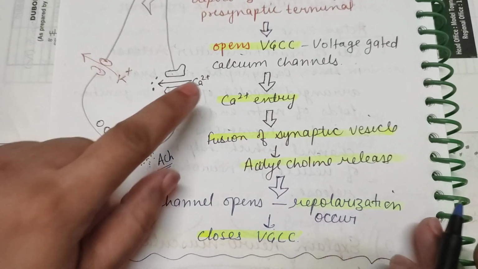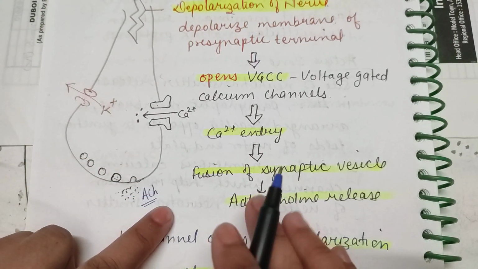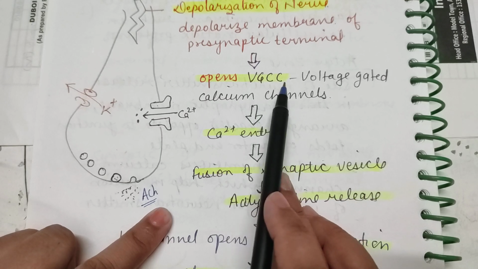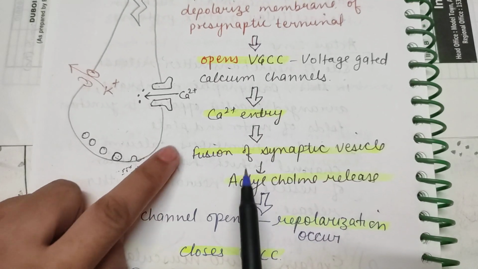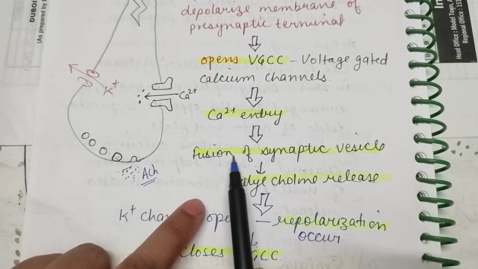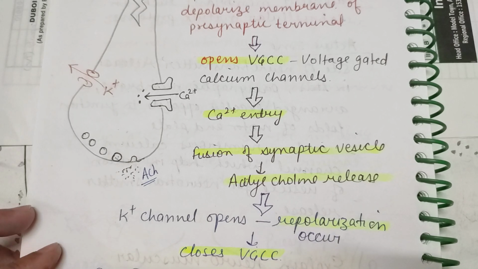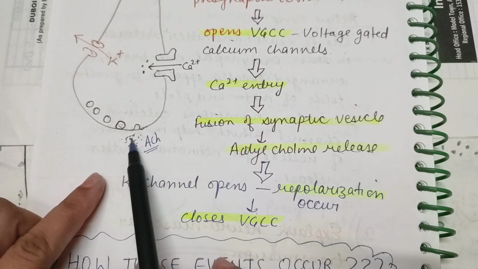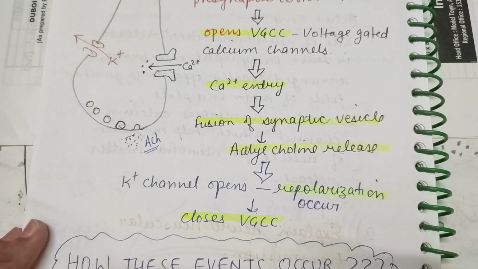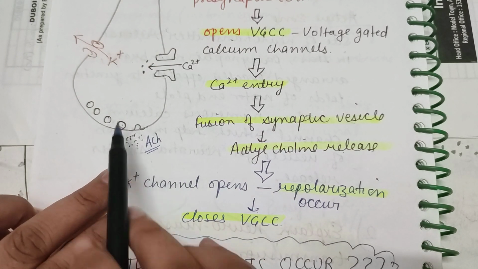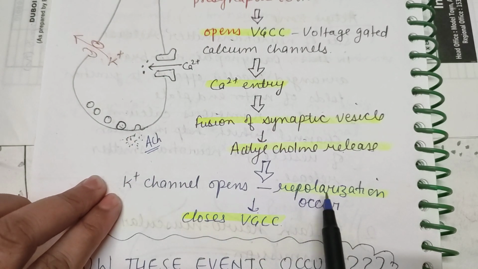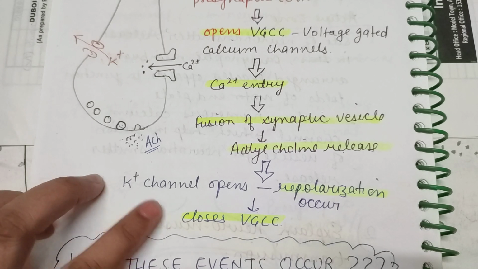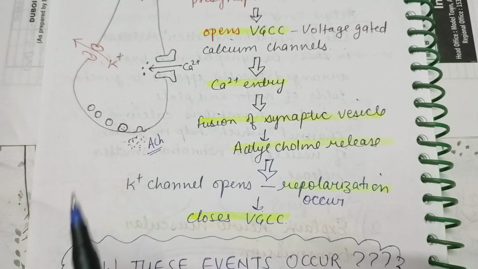So you can describe these events like this. Opening of voltage gated calcium channels occurs, then calcium enters the nerve terminal, then fusion of synaptic vesicles occurs, and acetylcholine is released, which we call exocytosis of neurotransmitters. Once this happens, the potassium channels open up and repolarization occurs, which closes the voltage gated calcium channels again. So these are the events which occur at the presynaptic membrane.